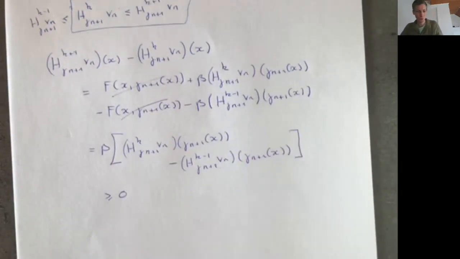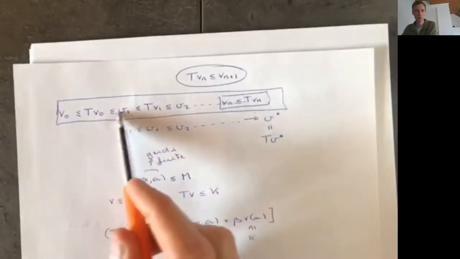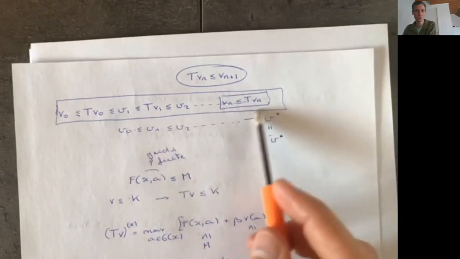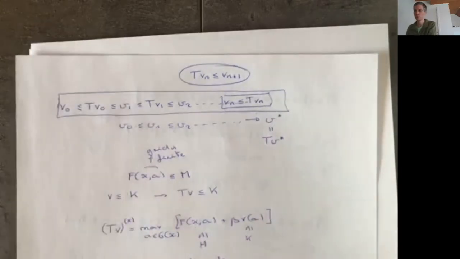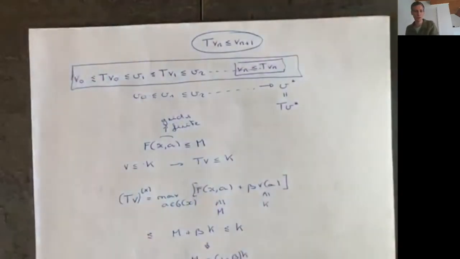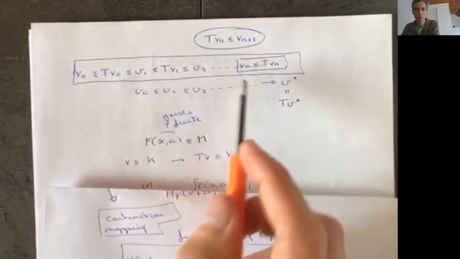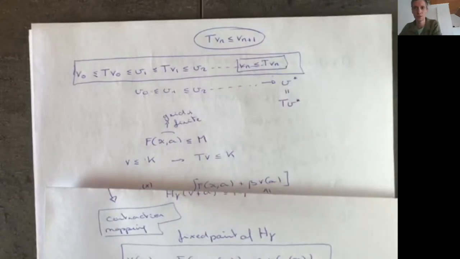So this finishes the proof that indeed the procedure for the Howard improvement gives me an increasing sequence of functions v1 until vn, and this converges to the fixed point of the Bellman equation. Now this is the theoretical part, but actually the big advantage of this one is computational, as we will see in a minute, but first we're going to try to program this.